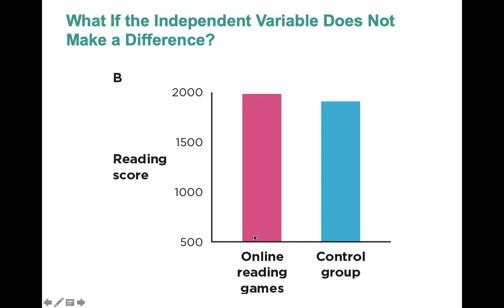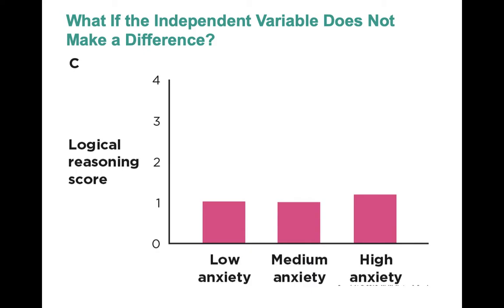And again, no difference. Why might that be? And then third example, we've got researchers that are interested in whether creating a state of either low, medium, or high anxiety in participants would affect their logical reasoning ability. And again, very small differences between the bars in the graph.